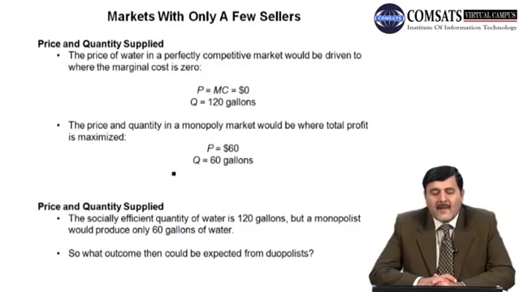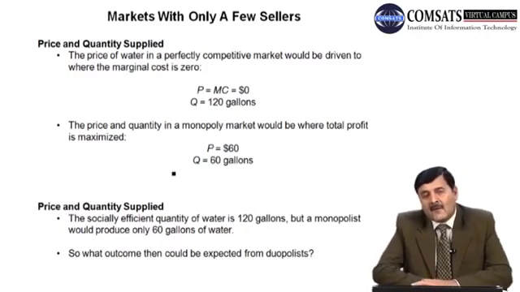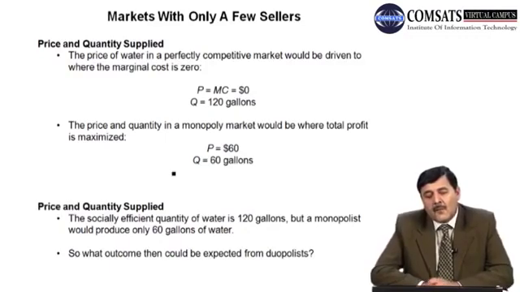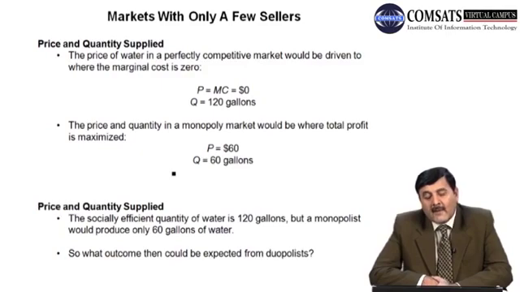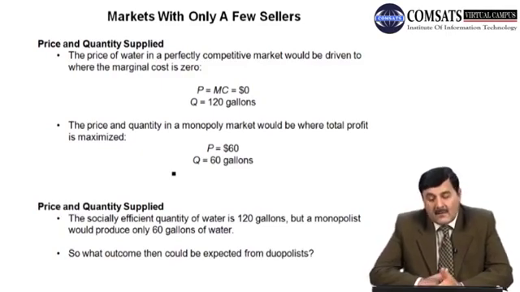But the price in a monopoly market would be $60, and the quantity sold will be 60 gallons also. So in this case the revenue will be $3,600. But in case of perfect competition, there is no revenue, since price is 0 and marginal cost is 0, and the quantity is at its maximum, which is 120 gallons.